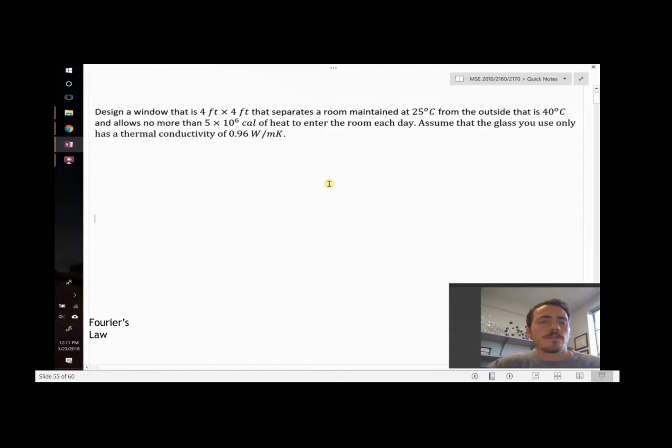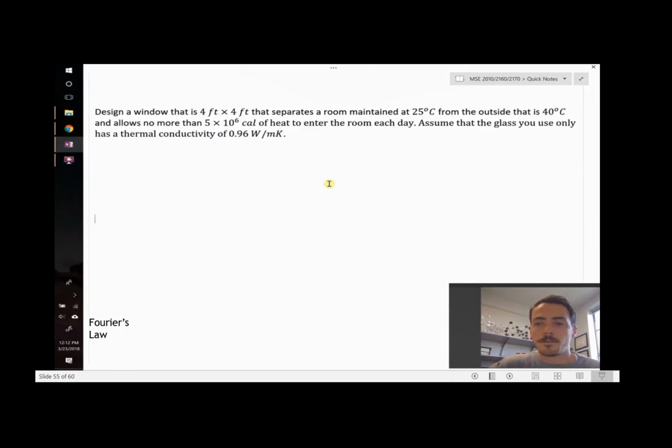Okay, this question tells us that we need to design a window that's 4 feet by 4 feet and separates a room that's maintained at 25 degrees Celsius from the outside that's at 40 degrees Celsius. We're told that it's not to allow more than 5 million calories of heat to enter the room each day. Assume that the glass you use only has a thermal conductivity of 0.96 watts per meter Kelvin.